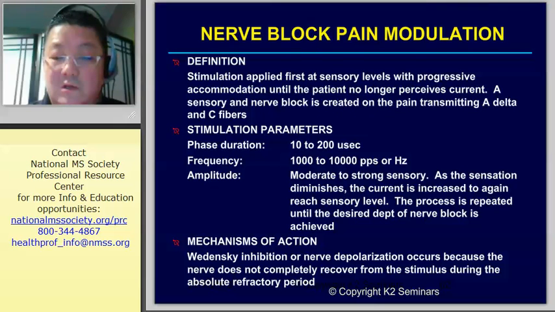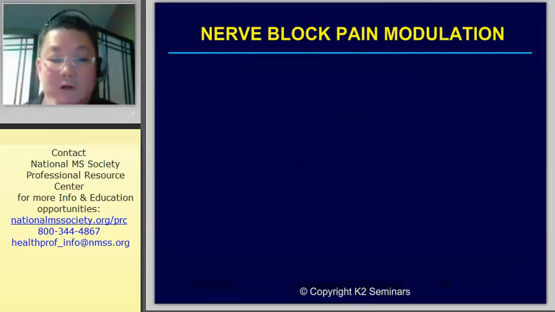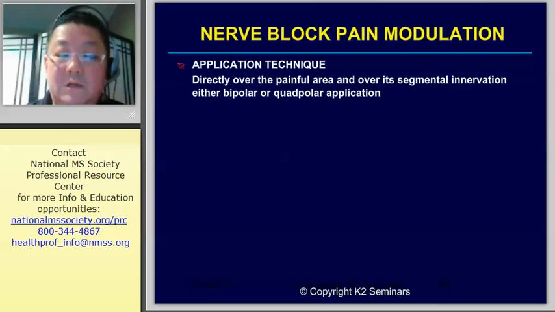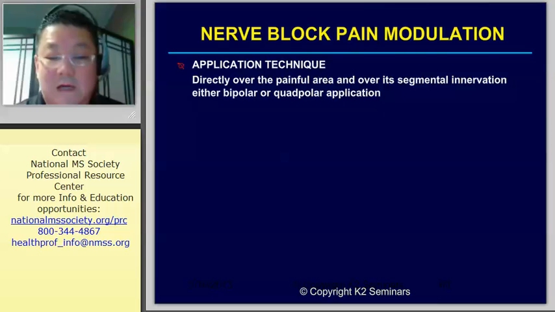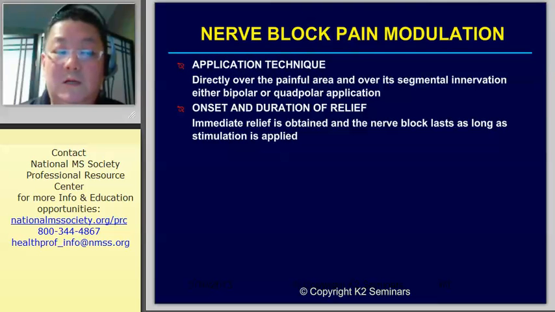Amplitude is moderate to strong sensory. When sensation diminishes, you need to increase so that they can get to that sensory level again. And the depth of nerve block is achieved. And nerve block means that the muscle is no longer firing. This is your Wedensky inhibition. It's actually preventing the nerve from recovering. It's essentially like taking the paddles to somebody who is having AFib, or having tachycardia where the heart stopped. You want to stop the nerve from functioning, hoping that when it returns, that spasticity will go away.